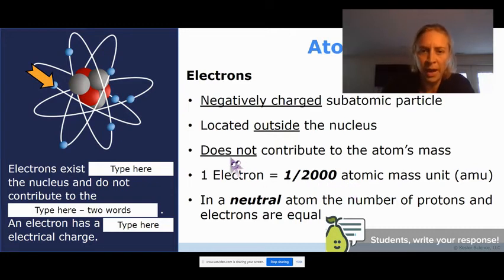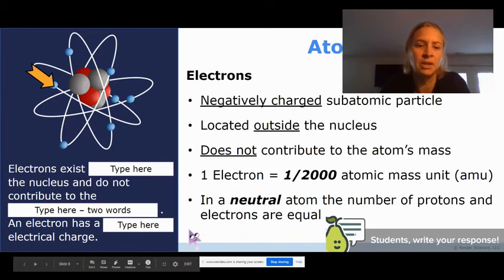In a neutral atom, the number of protons and electrons are equal. So in this case, this is definitely not a neutral atom. We have 3, 4, 5, 6, 7 electrons here, and we only have 3 protons. So this is not a neutral atom. We'll explain that more when we get into chemistry.